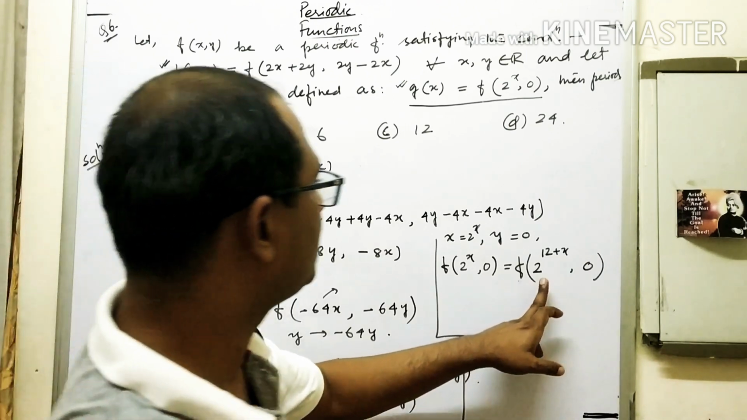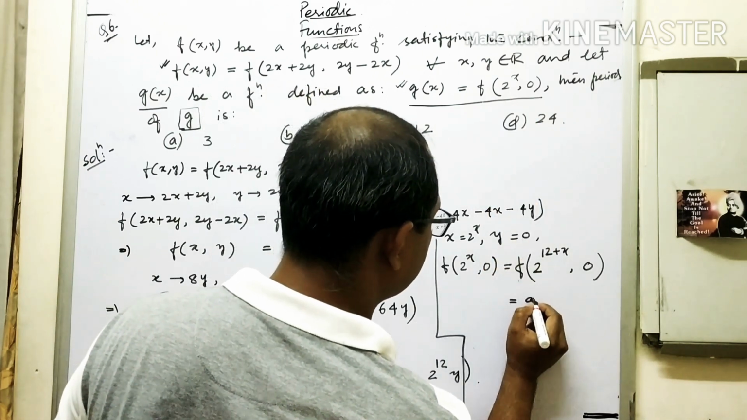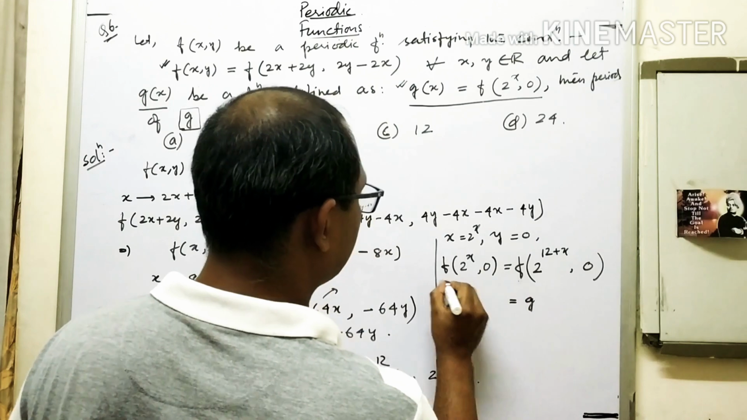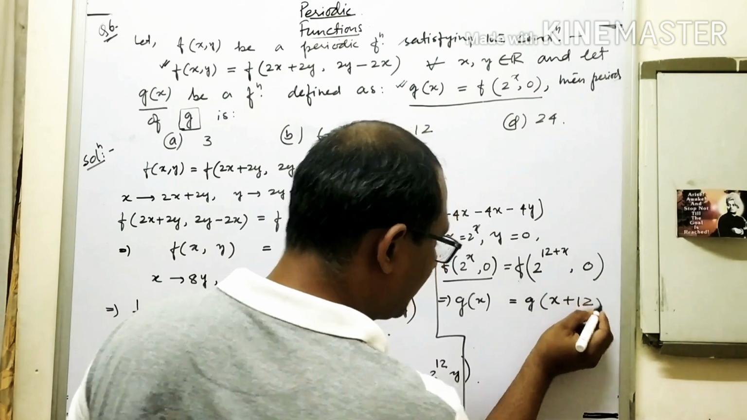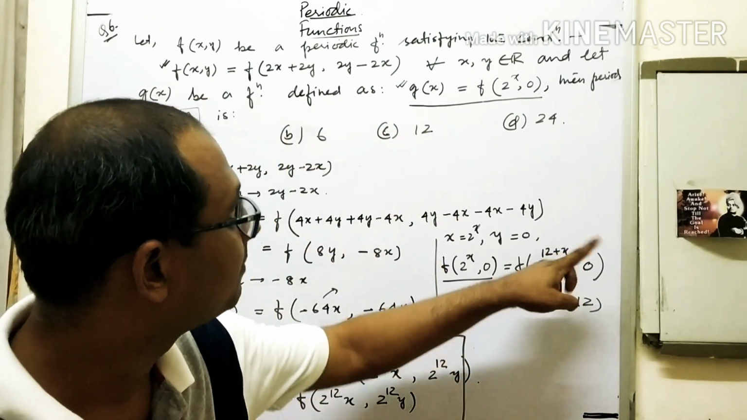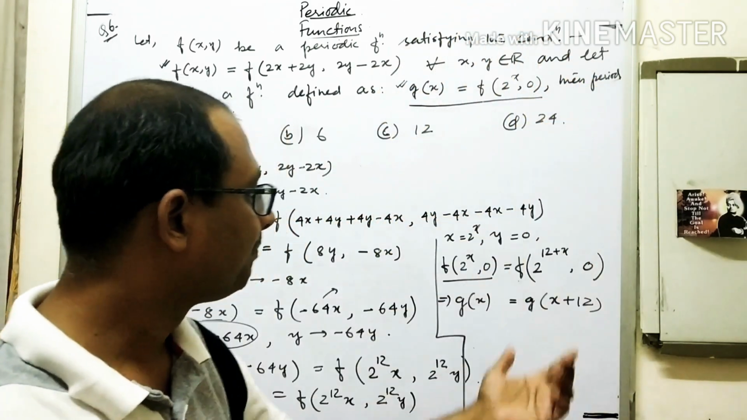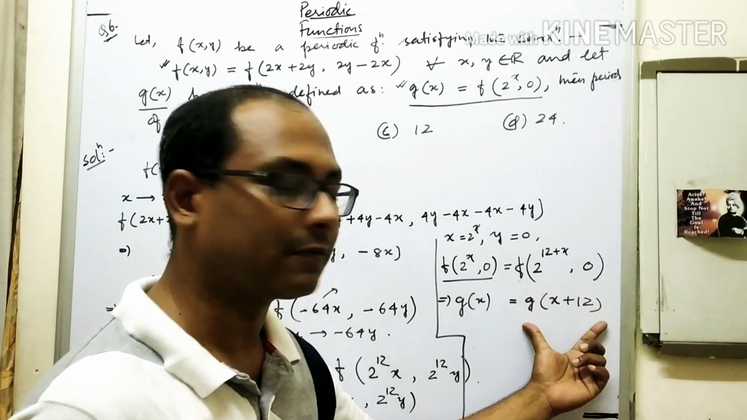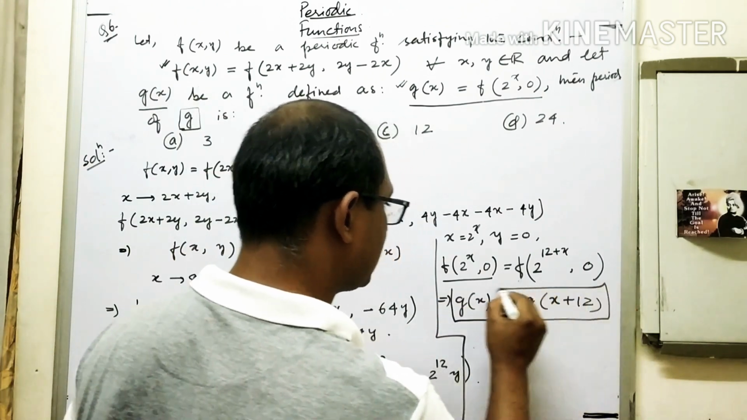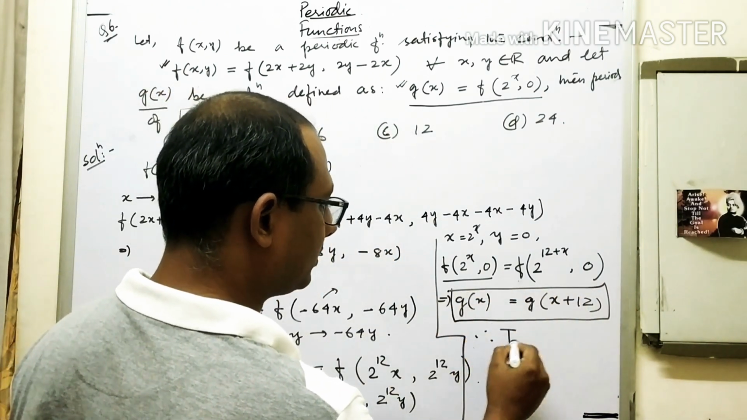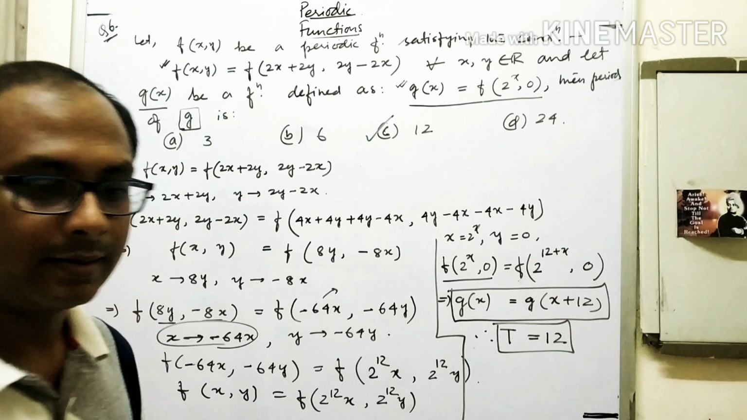Okay, now f of (2 to the power 12 plus x, 0) will be z of x plus 12, and this one is z(x) actually. f of (2 to the power x plus 12, 0), so this one is nothing but z(x plus 12), and this one is nothing but z(x). So we've got z(x) equal to z of x plus 12. Therefore, the time period of z, that is the period of z, is 12. So option C is the correct answer.